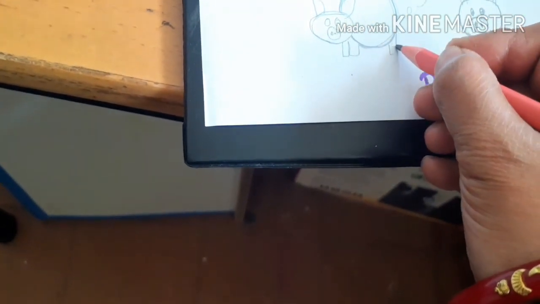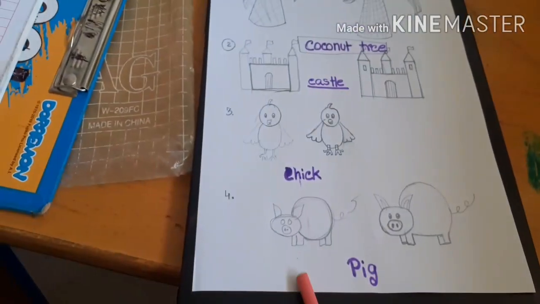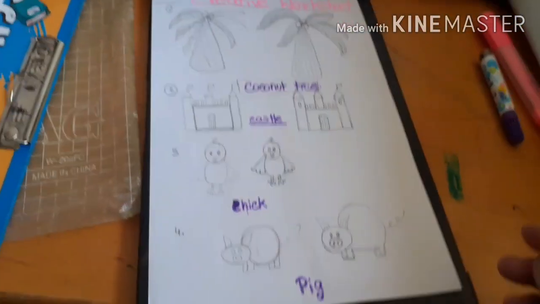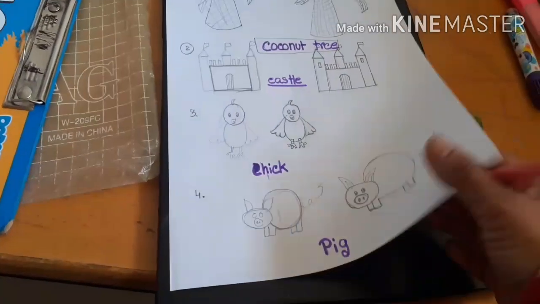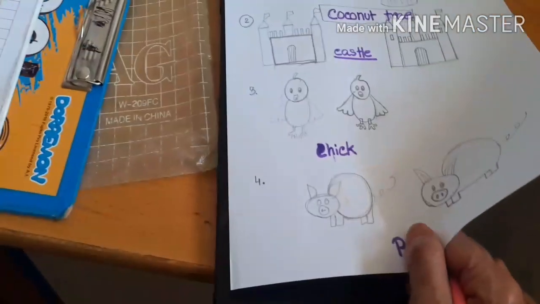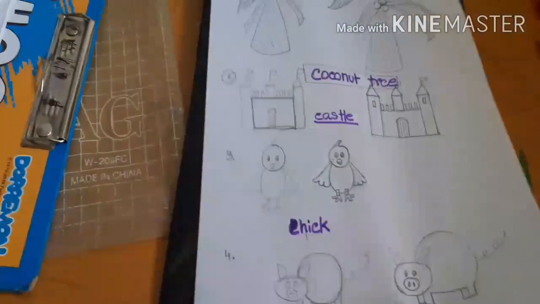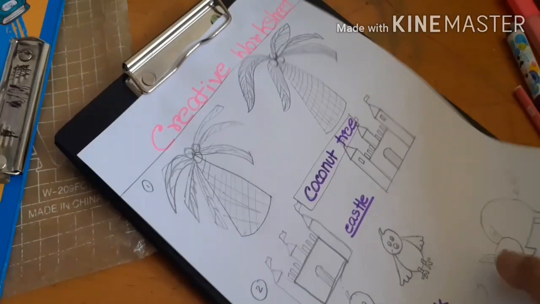So you can easily draw by using ovals or circles, and definitely you can draw these beautiful pictures using shapes, curves and lines, right? Now for the next one, I can show you another thing.